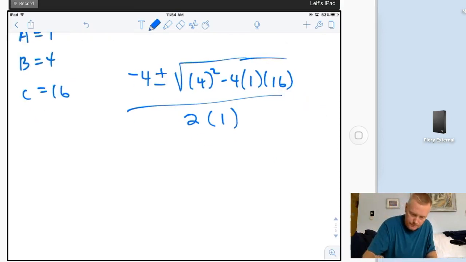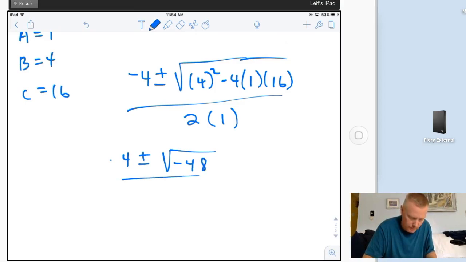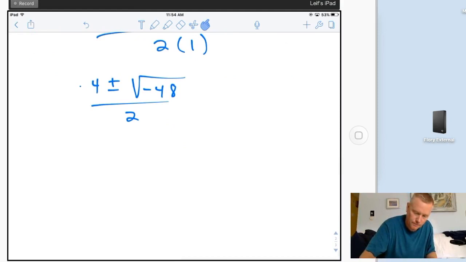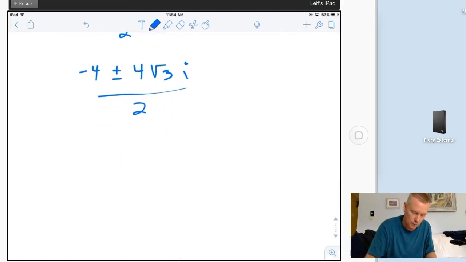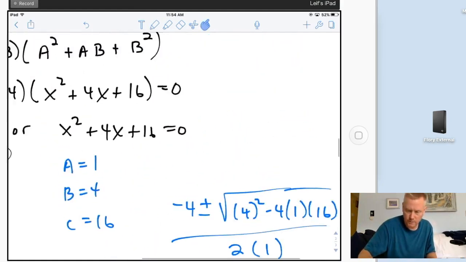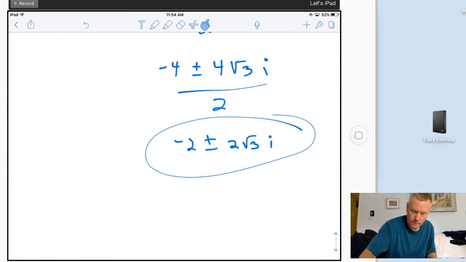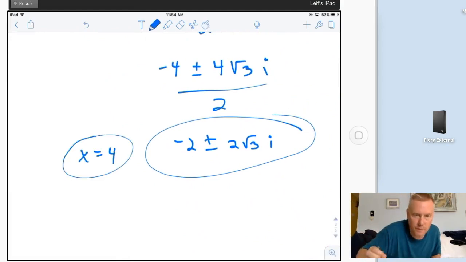When you boil this down, you get this, which means I get negative 4 plus or minus the square root of 48, which is 16 times 3. The square root of 16 is 4, root 3i all over 2. And then we can reduce, right? I can divide all of those by 2. Excuse me, negative 2 plus or minus 2 root 3i. And then the other answer was, make sure I don't forget, x equals 4. So there's my 3 answers, okay?